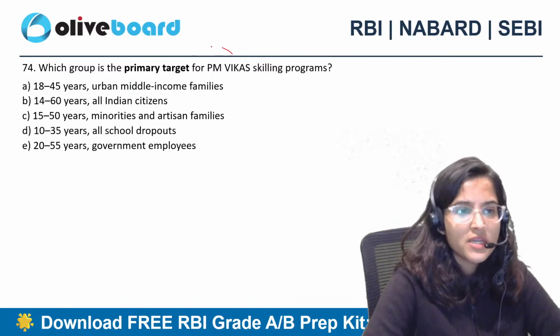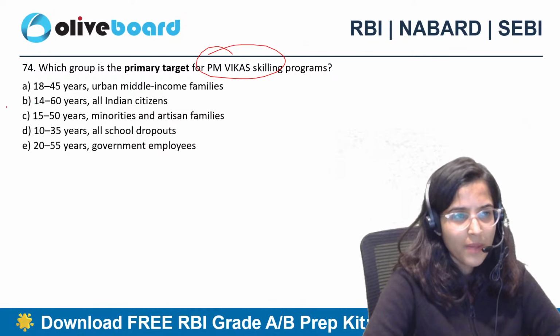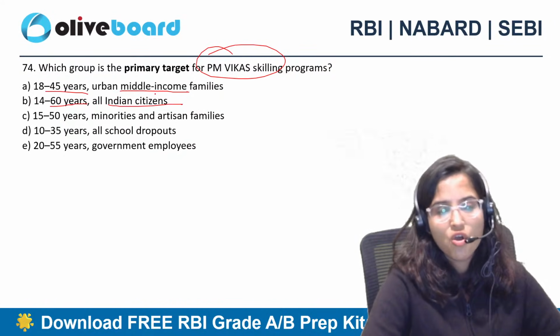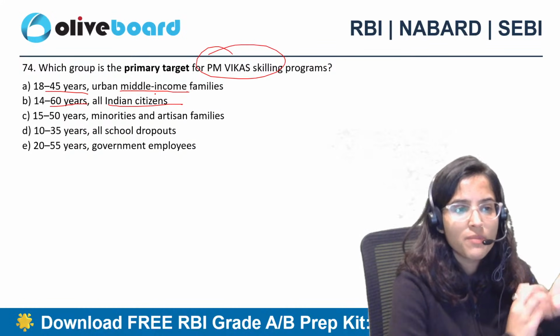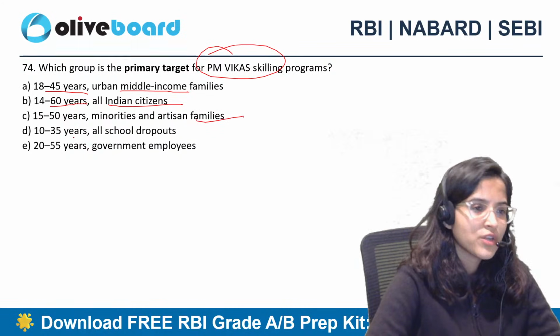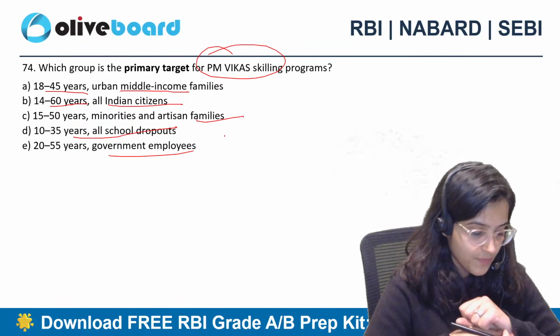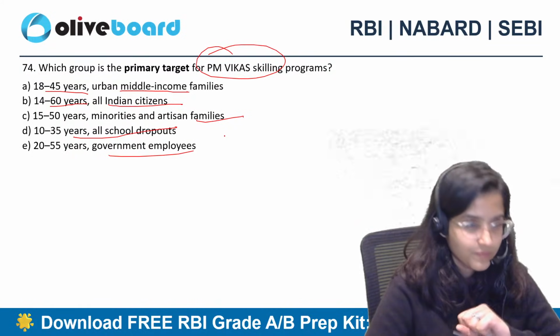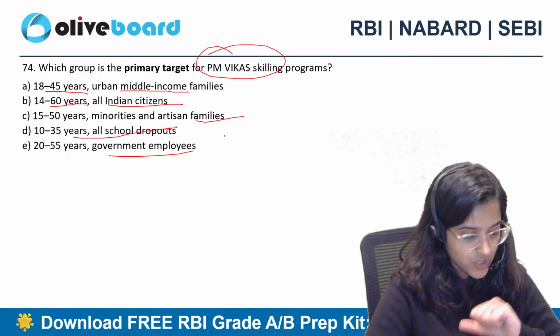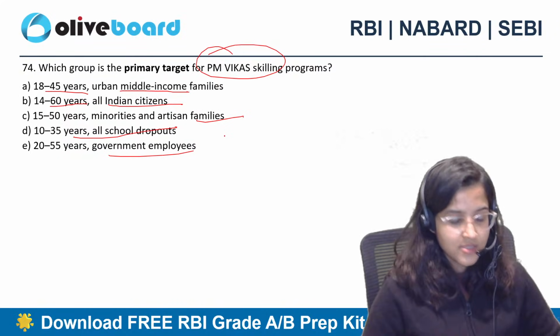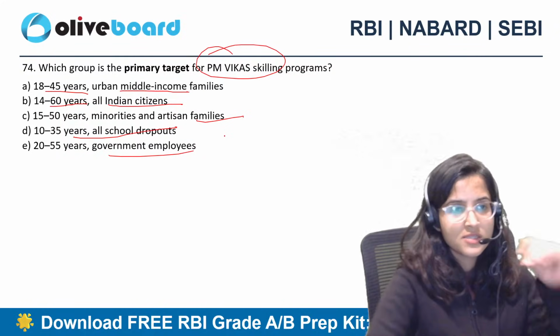74th question. Which group is the primary target for PM Vikas Skilling Program? 18 to 45 years, urban middle income families, 14 to 60 all Indian citizens, 15 to 50 minorities and artisan families, 10 to 35 all school dropouts, or 20 to 55 government employees. Is A the answer? Anybody else who would like to give me the answer?